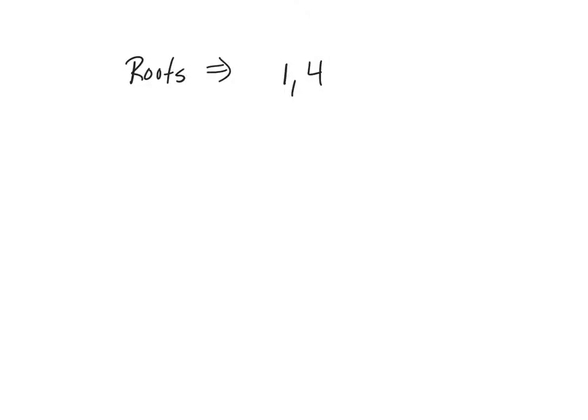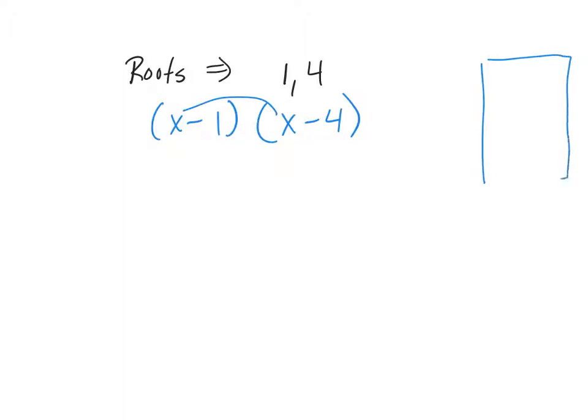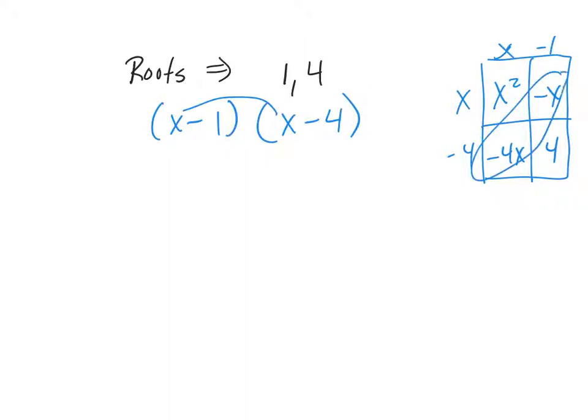All you're going to do with the roots is put x minus in front of each one. Okay? And then you're going to FOIL the two together. So foiling, you could do the box method. x minus 1 and x minus 4. That would be x squared minus x minus 4x and 4. And when you add these two together, you get x squared minus 5x plus 4.